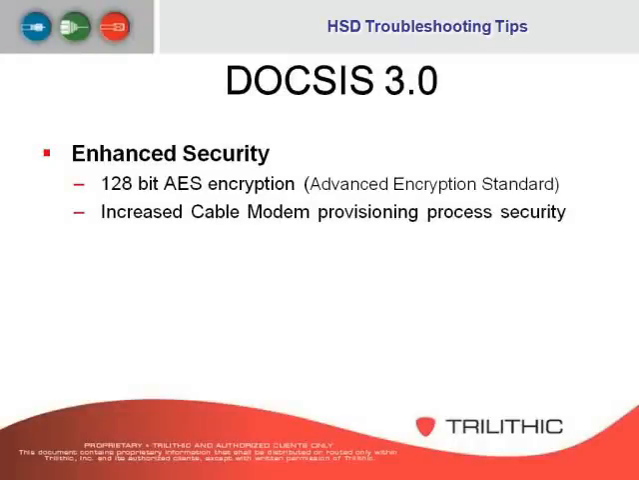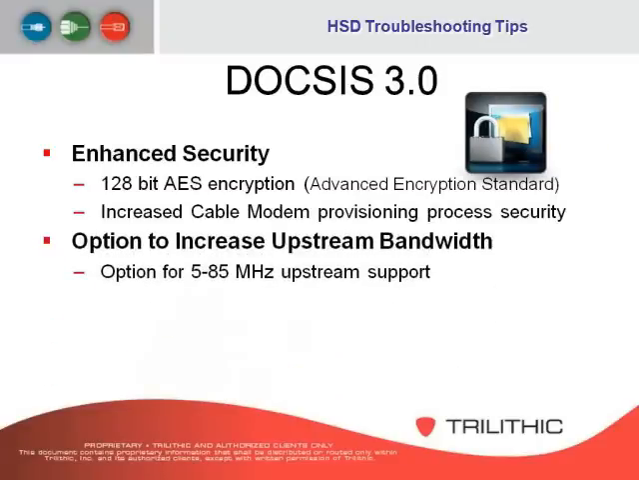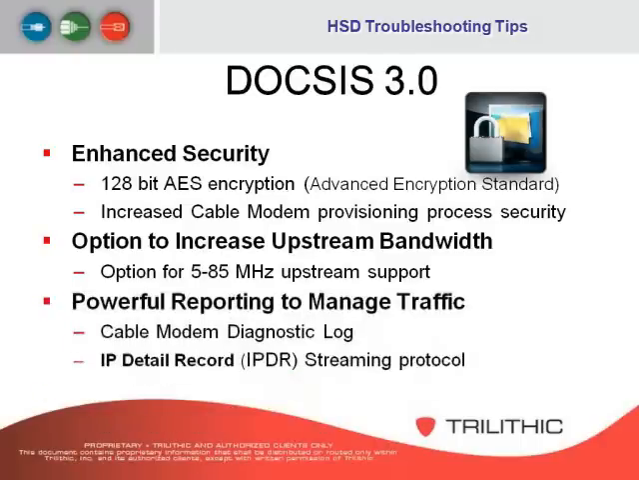DOCSIS 3.0 has enhanced security. It has 128-bit encryption, increased cable modem provisioning process security as well. The option to increase upstream bandwidth, option for 5 to 85 meg upstream support. It also has powerful reporting to manage traffic.